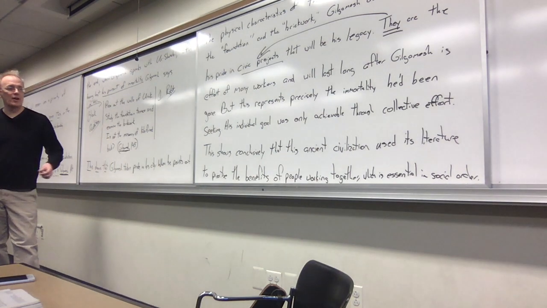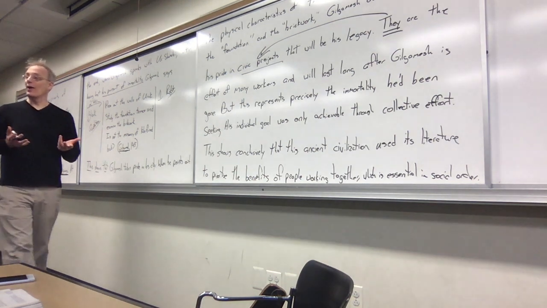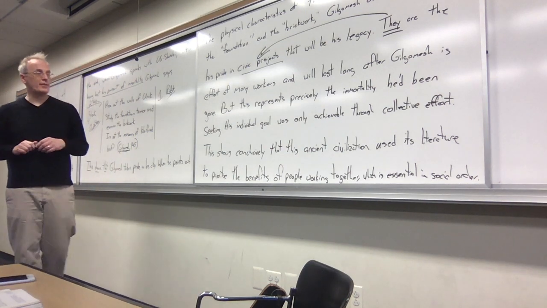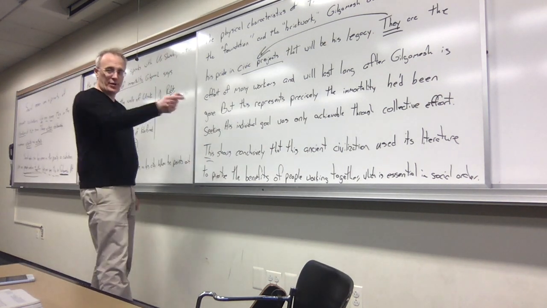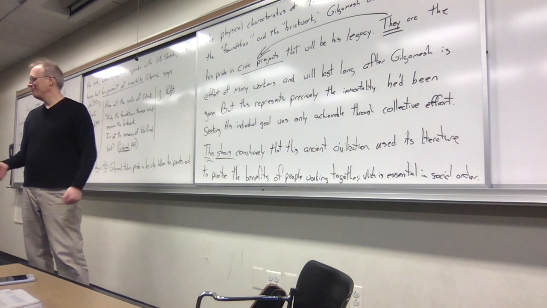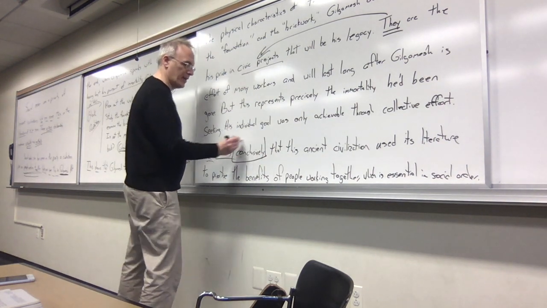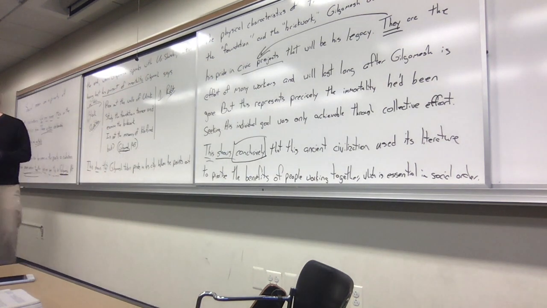And will last long after Gilgamesh is gone, but this represents precisely the immortality he'd been seeking. His individual goal was only achievable through collective effort. Notice also, I am trying to find different ways of saying people working together, because I know where I'm moving towards with this. This shows, again, this, pointing back to that, but this shows that. I don't mind repeating myself. I include the word conclusively here because I am making a conclusion. I am drawing the whole paragraph to a close. I'm signaling that I have made my case. Now I'm just going to remind you of it and sit down.